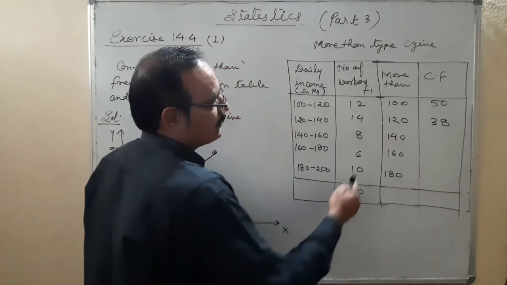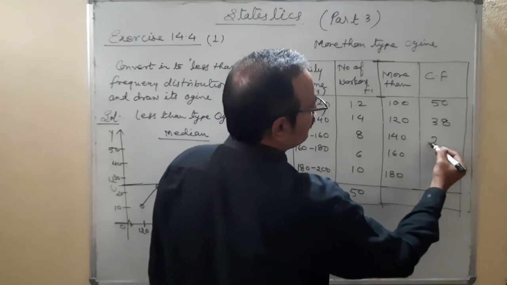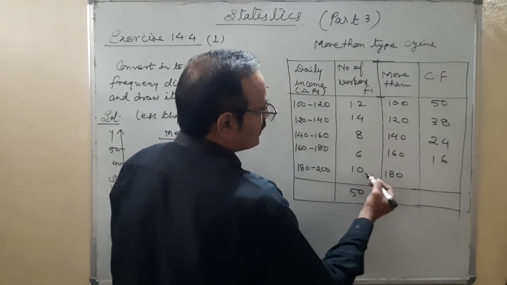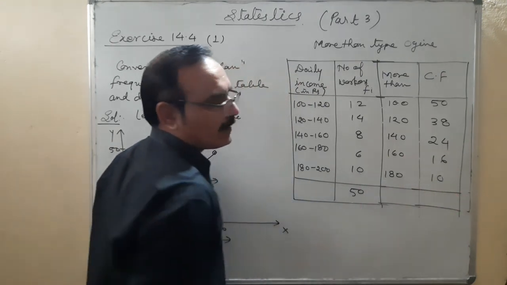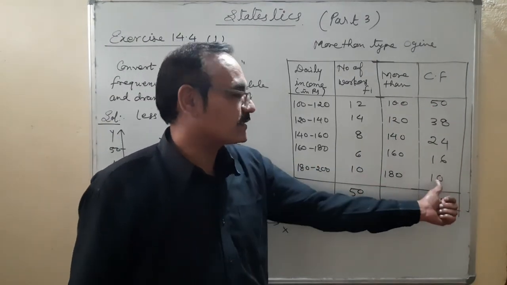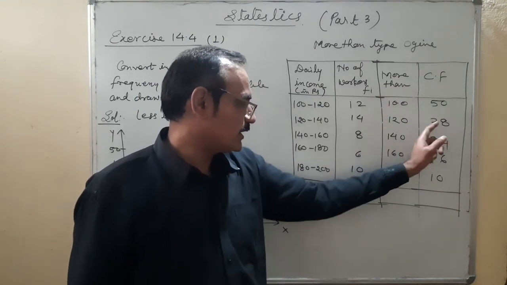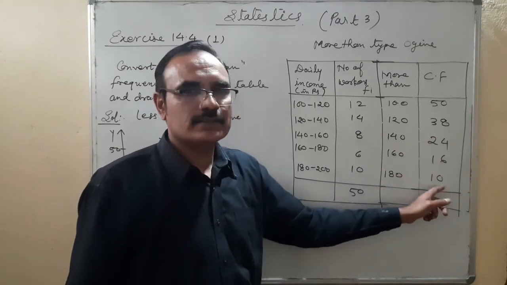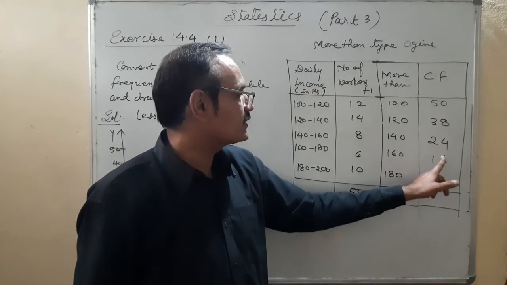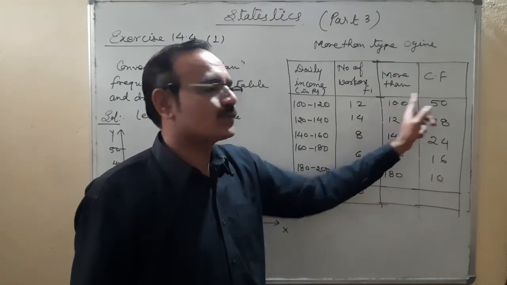More than 140: 8, 6 and 10. 8 plus 6, 14, plus 10, 24. More than 160: 6 and 10, 16. And more than 180, that is 10. Okay. So here the CF is opposite. Generally in CF, what do we do? 12, 12 plus 14, 14 plus 8, 8 plus 6, 6 plus 10. But here it goes from the downside. 10, 10 plus 6, 16, 16 plus 8, 24, 24 plus 14, 38, and 38 plus 12, 50.